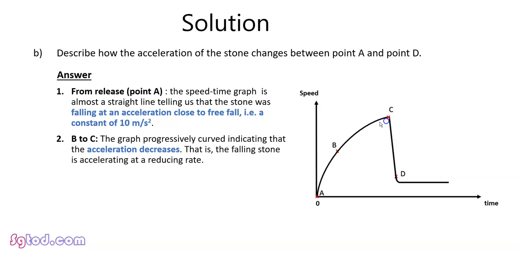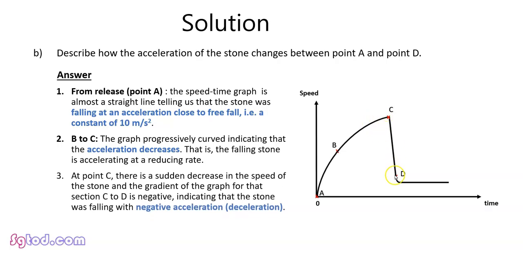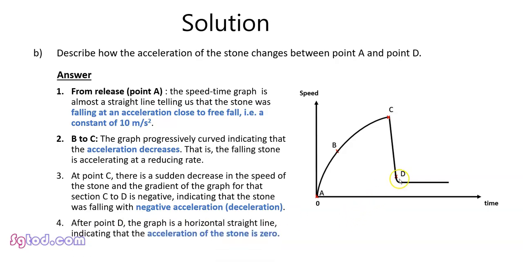Then at point C, there is a sudden decrease in the speed of the stone, and the gradient of the graph for that section from C to D is negative, indicating that the stone was falling with negative acceleration, that is, deceleration. Finally, after point D, the graph is a horizontal straight line, indicating that the acceleration of the stone is zero. This means that the stone is still falling, but its speed is constant.